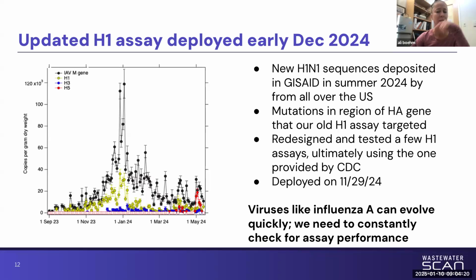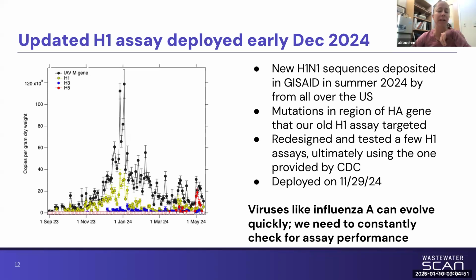We ended up choosing one that was actually recommended by CDC because our testing in silico and in vitro showed that that assay worked well. And we deployed the new H1 assay on November 29th. It's important for us to remember that these influenza viruses mutate and evolve very quickly, especially in the HA region of the genome. So we have to consistently check to make sure that the assays are still working.